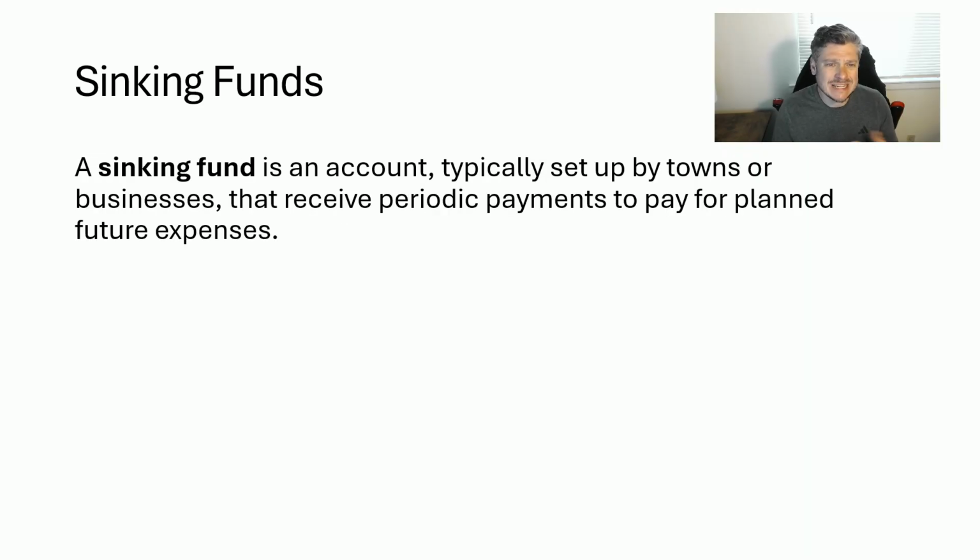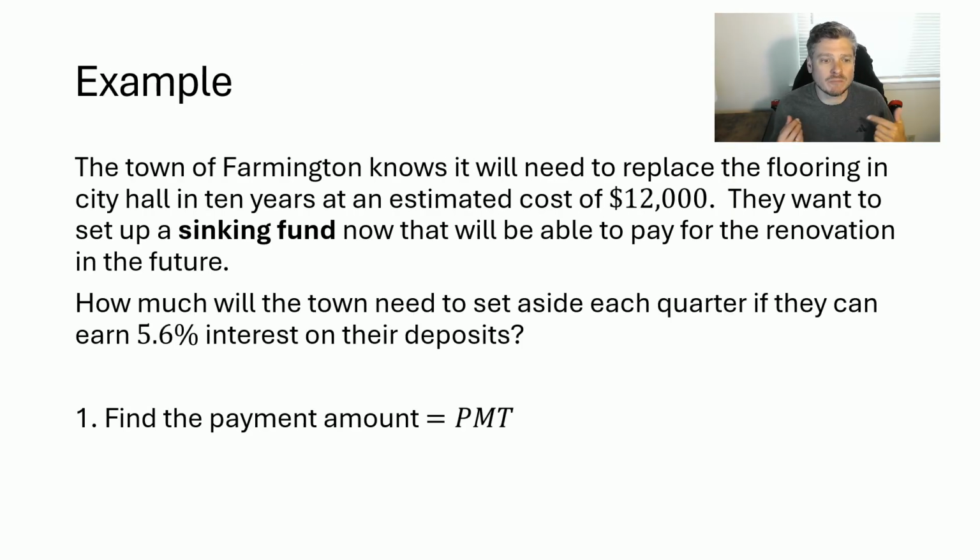So a sinking fund is an account, and it is typically set up by towns or businesses. They receive periodic payments to pay for future planned expenses, which, because they're planned and we know that they're occurring in the future, we have a value that we want to achieve. So, for example, the town of Farmington knows it's going to have to replace the flooring in City Hall 10 years from now at an estimated cost of $12,000, which means they want to set up a sinking fund now that will be able to pay for that renovation in the future. How much will the town need to set aside each quarter if they can earn 5.6% interest on their deposits?